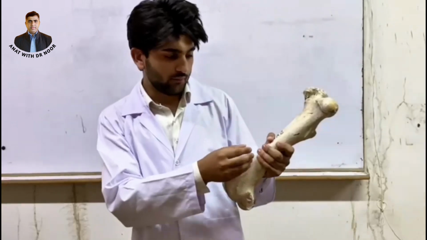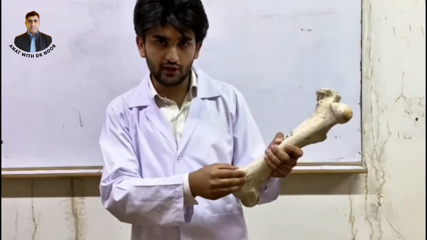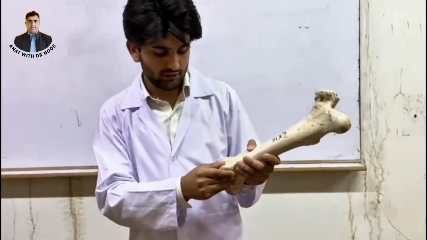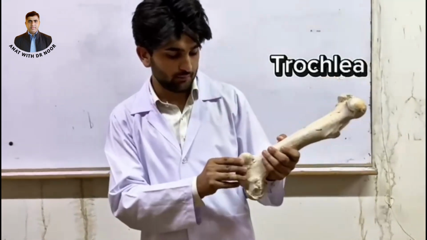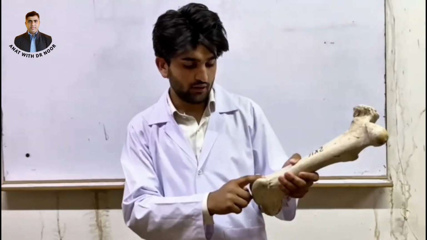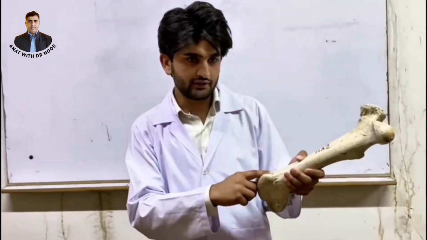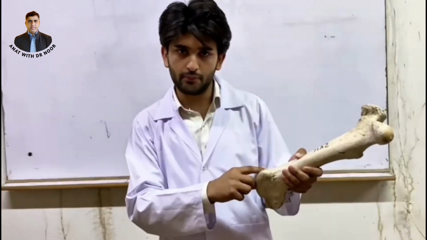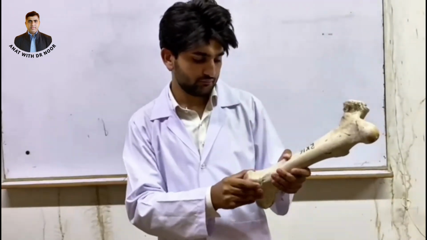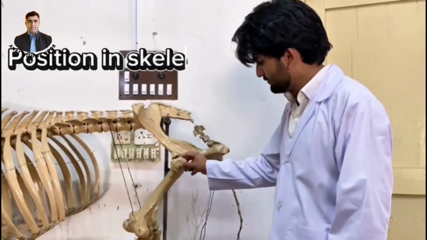And on the cranial aspect of the distal extremity, femoral trochleae are present. Femoral trochleae have two ridges that articulate with the patella to form the femoral patellar joint. Let's see the femur on the skeleton.